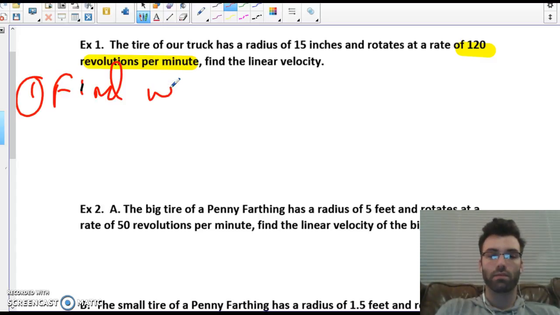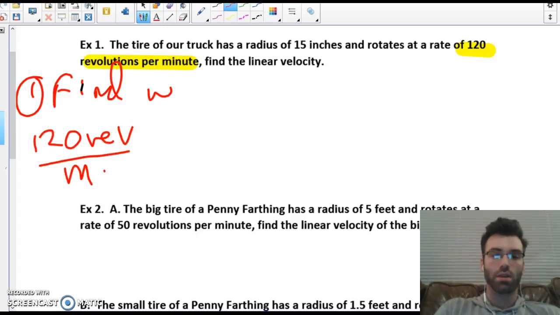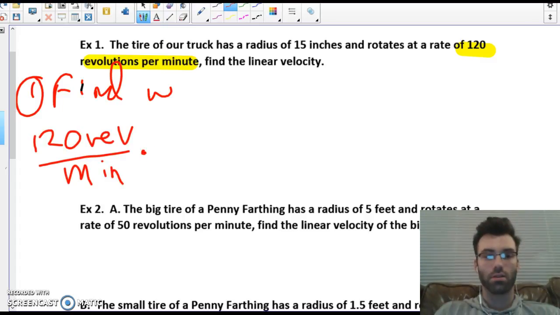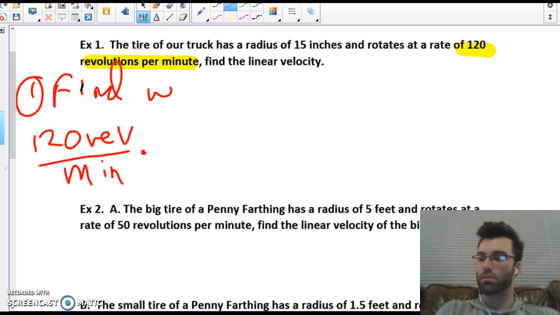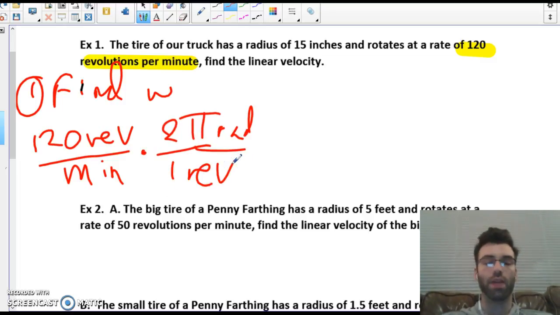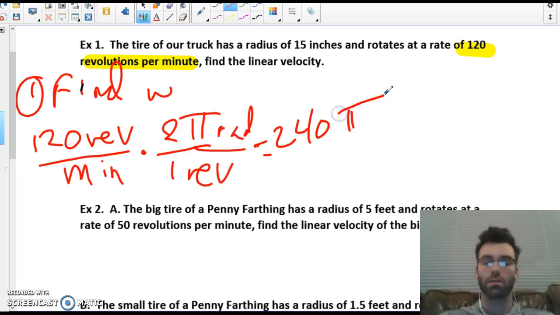To do that, we have to convert 120 revolutions per minute times 2 pi radians per 1 rev. A lot of us have picked up on the trick that I just multiply the number by 2, which will give me 240 pi. So to find our linear velocity today, we're just adding an extra step.